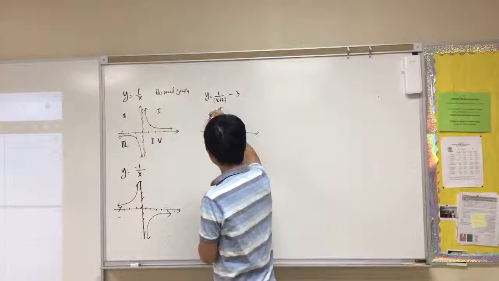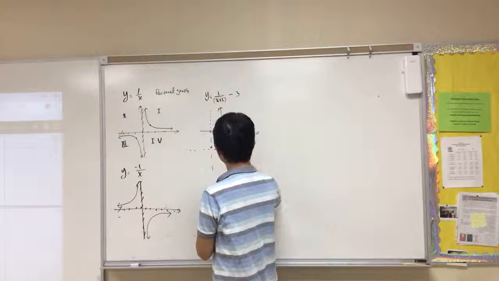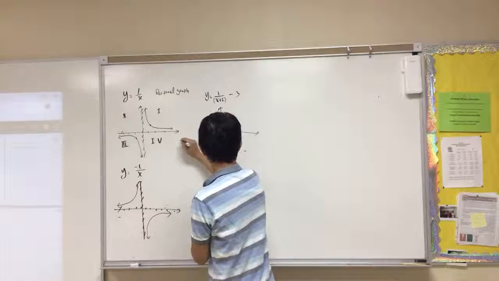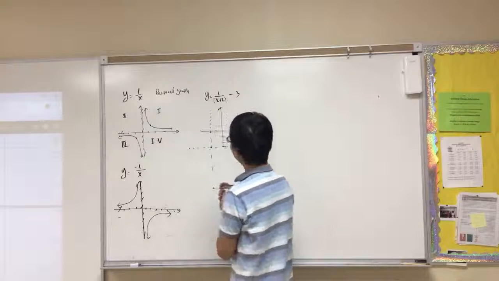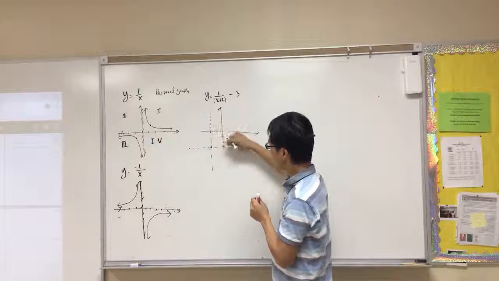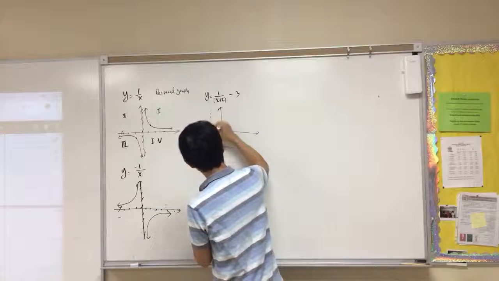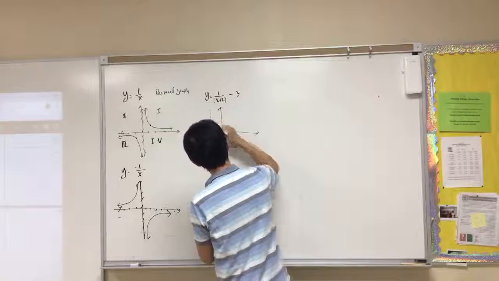And that asymptote is going to be this way, and the other asymptote is going to be this way. Which quadrants will it be in? If this is the origin, it's going to be in the first and third, so that's going to be here. It's going to go in like this.